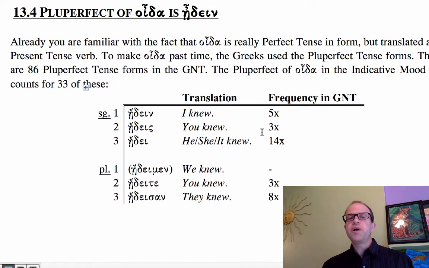The pluperfect form of oida is eidein. Eidein is actually a pluperfect in form, but it's translated as a simple past, like an aorist in the indicative mood. So you can see the forms there and their relative frequencies. They're not that common in the New Testament, but for thoroughness, I thought I would include these forms here.